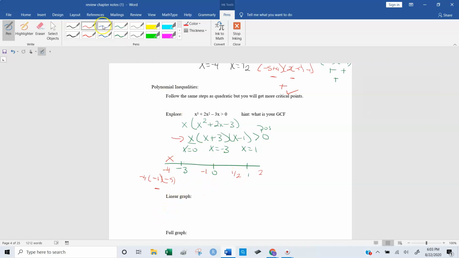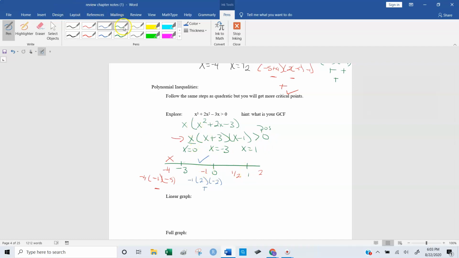So let's try this negative 1. Okay, negative 1, of course, is just a negative 1. Negative 1 plus 3 is a positive 2. Negative 1 minus 1 is a negative 2. So a negative times a negative is a positive, which is what I need. So this is a good section.